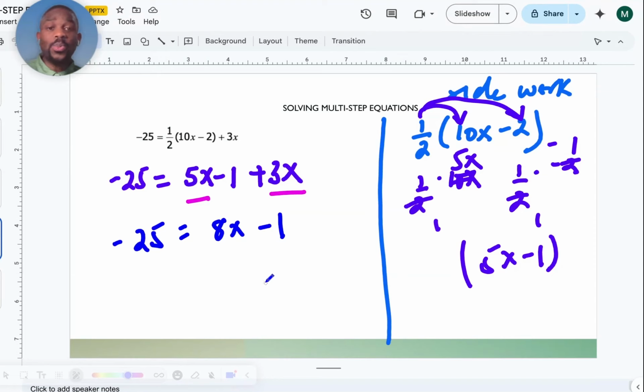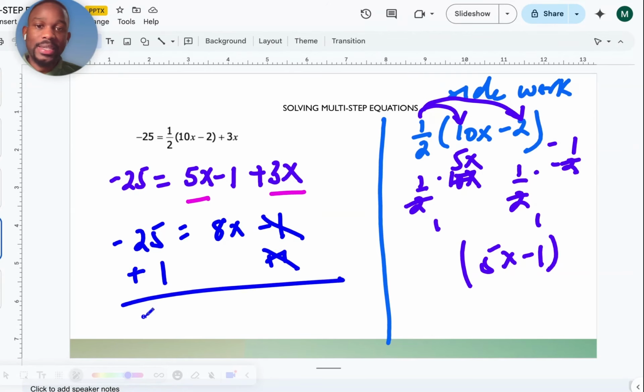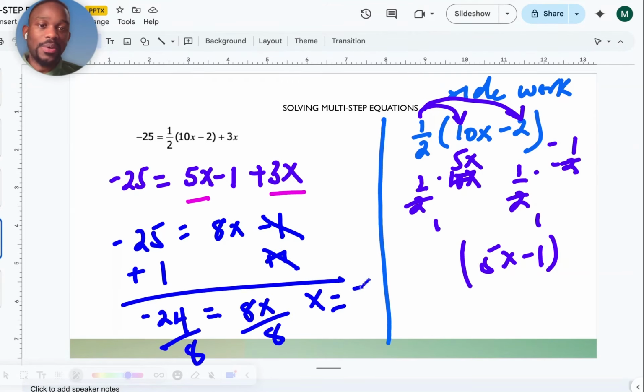We need to leave x on one side of the equation and we take the constants to the other side of the equation. So this plus 1, right? If we want to do the plus 1, we have to add 1 to both sides of the equation. So plus 1. These will cancel and we'll be left with negative 24 being equal to 8x, so x is negative 3. So the value of x in this equation is negative 3.